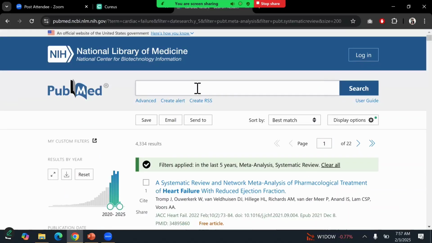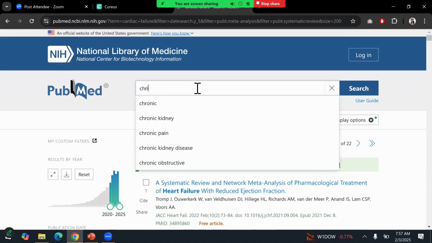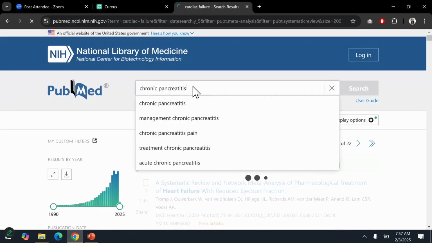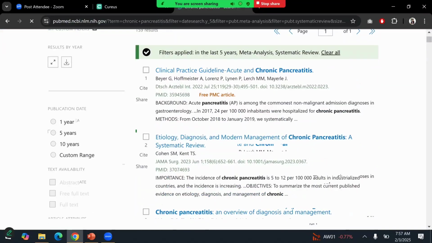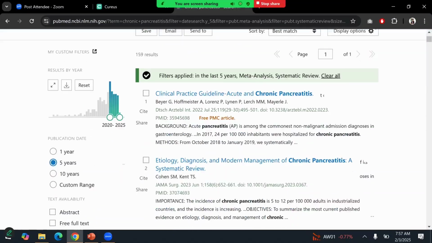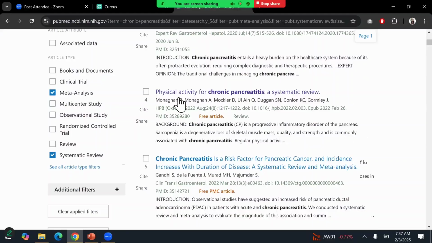We can have a few more so that you are very familiar. So this is physical activity for chronic pancreatitis. This is also one concept. The disease we took is chronic pancreatitis, and the effect of physical activity is the second concept.